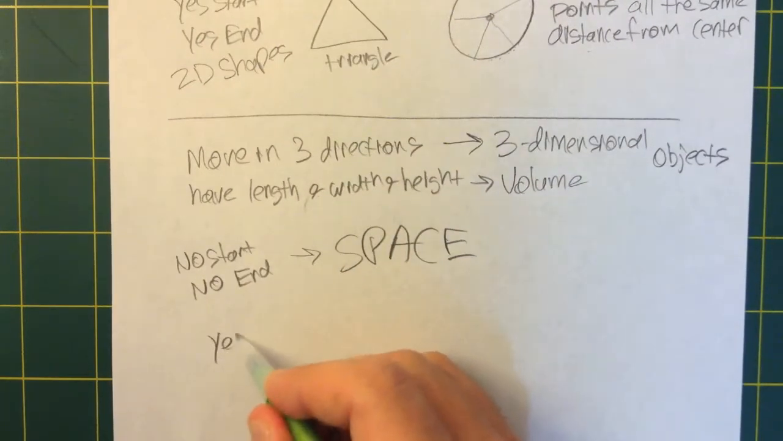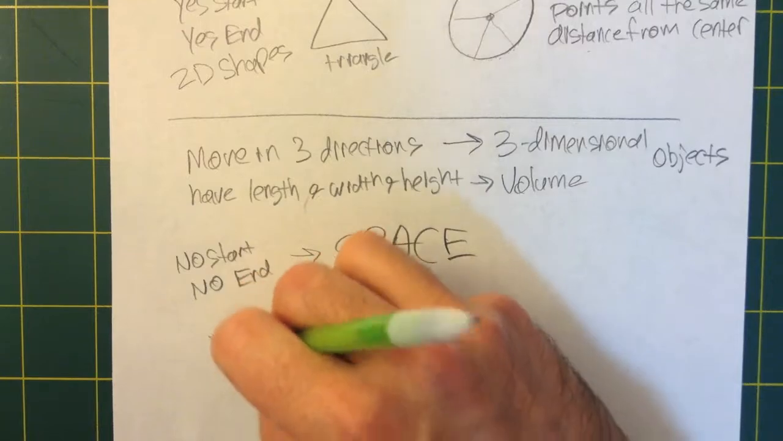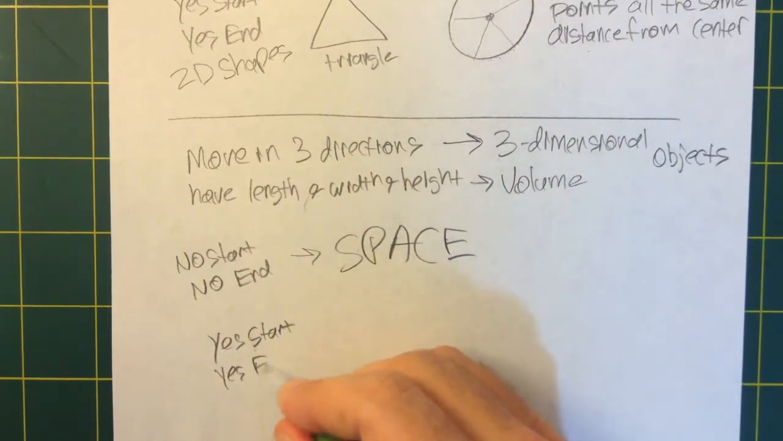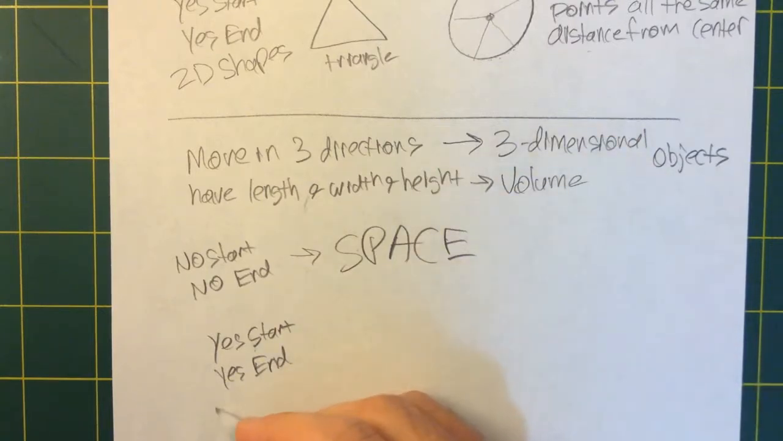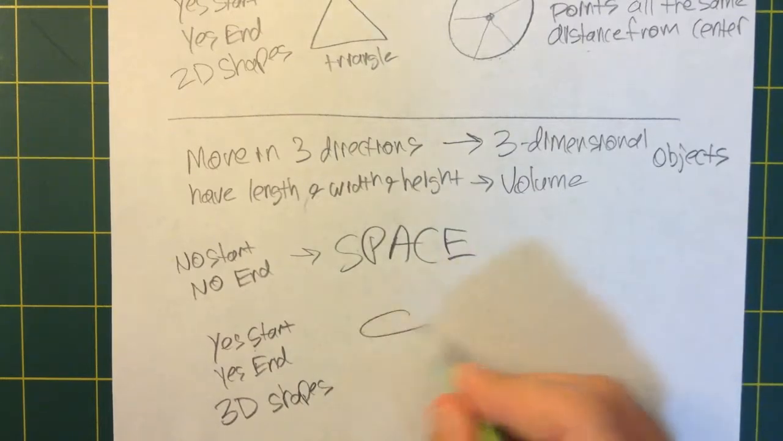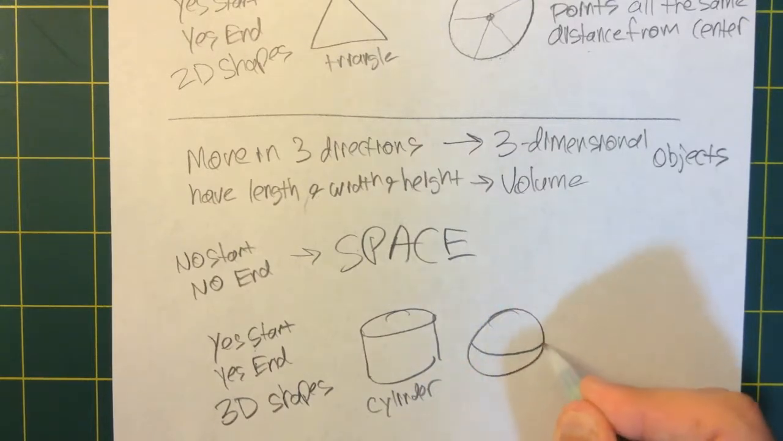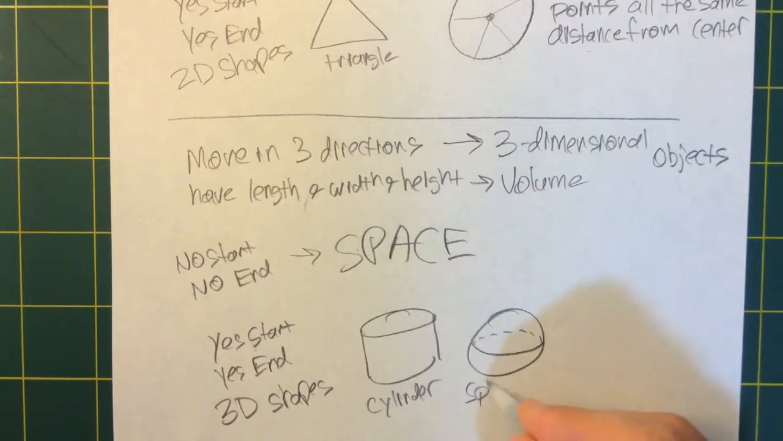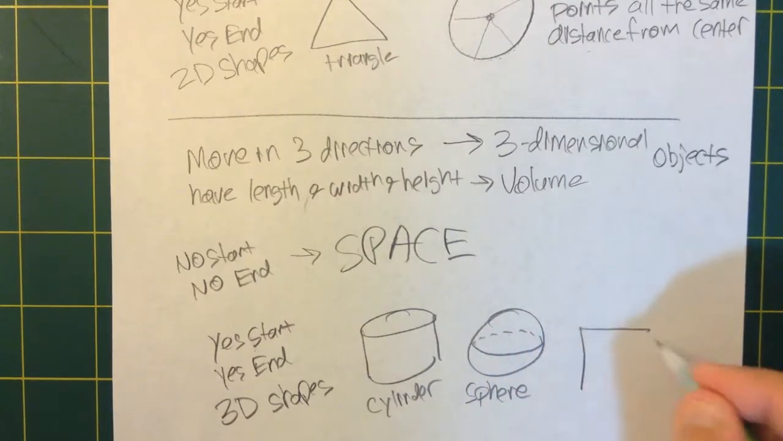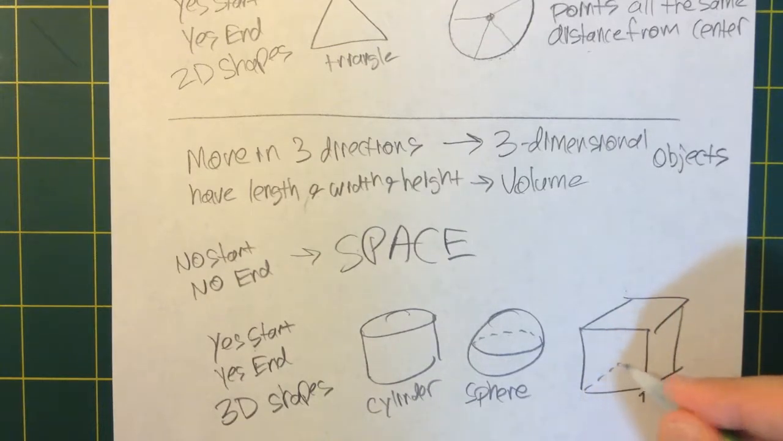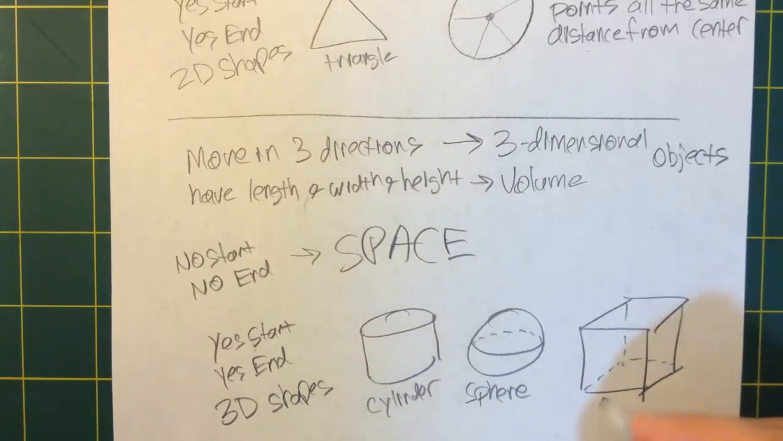If we say yes, there is a start and yes, there is an end to our 3D object, then we get 3D shapes. And depending on how we limit the movement, we give them special names. Like this one is a cylinder, or one of these is a sphere, or one of these we could call a cube.